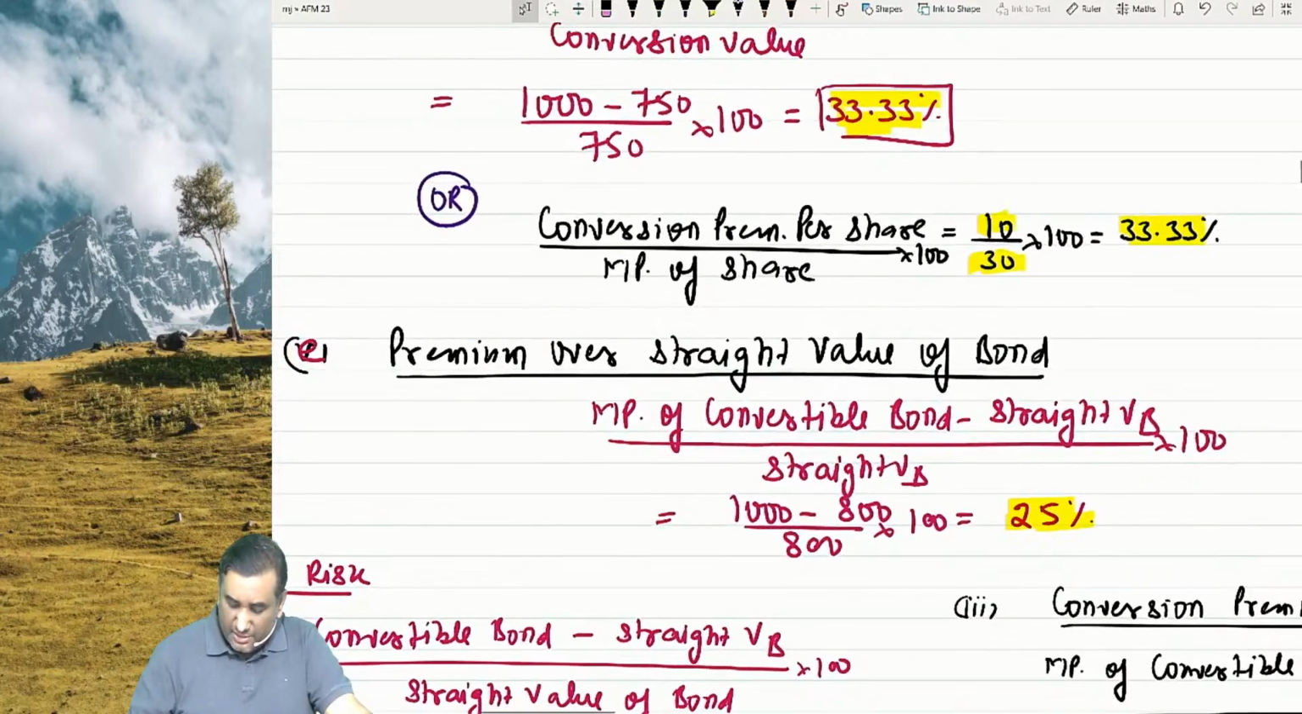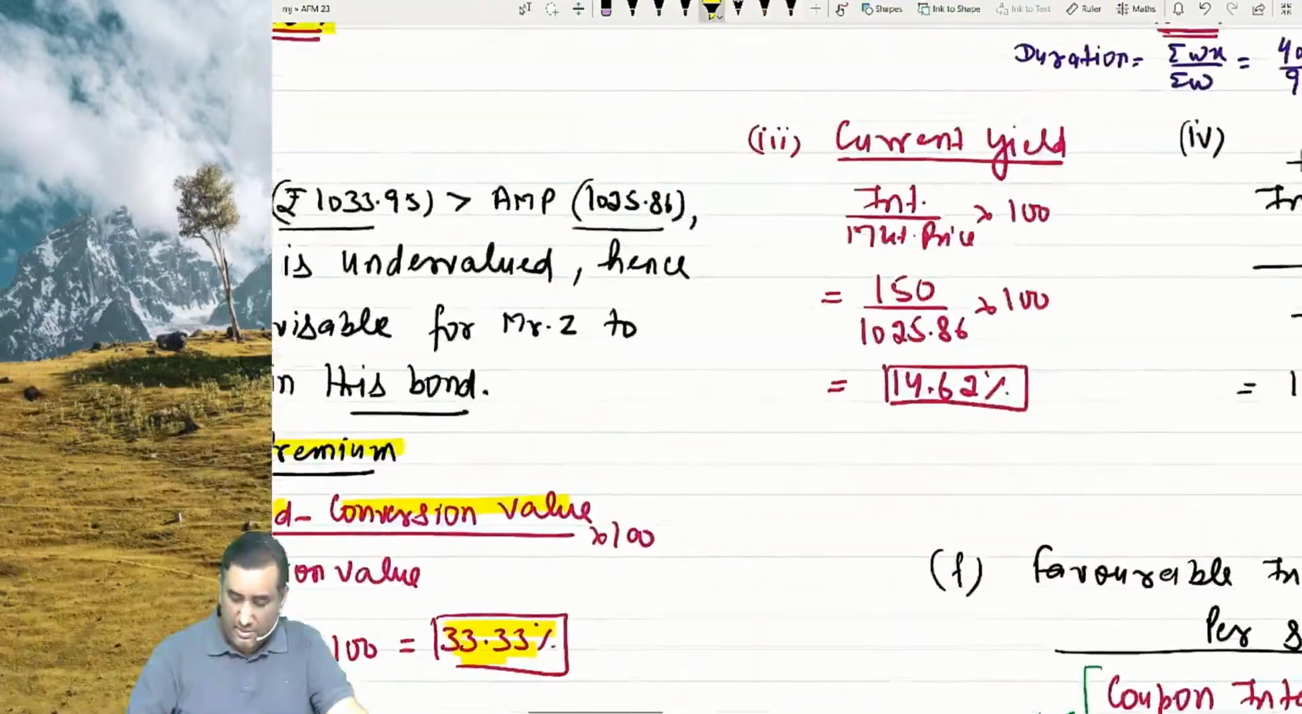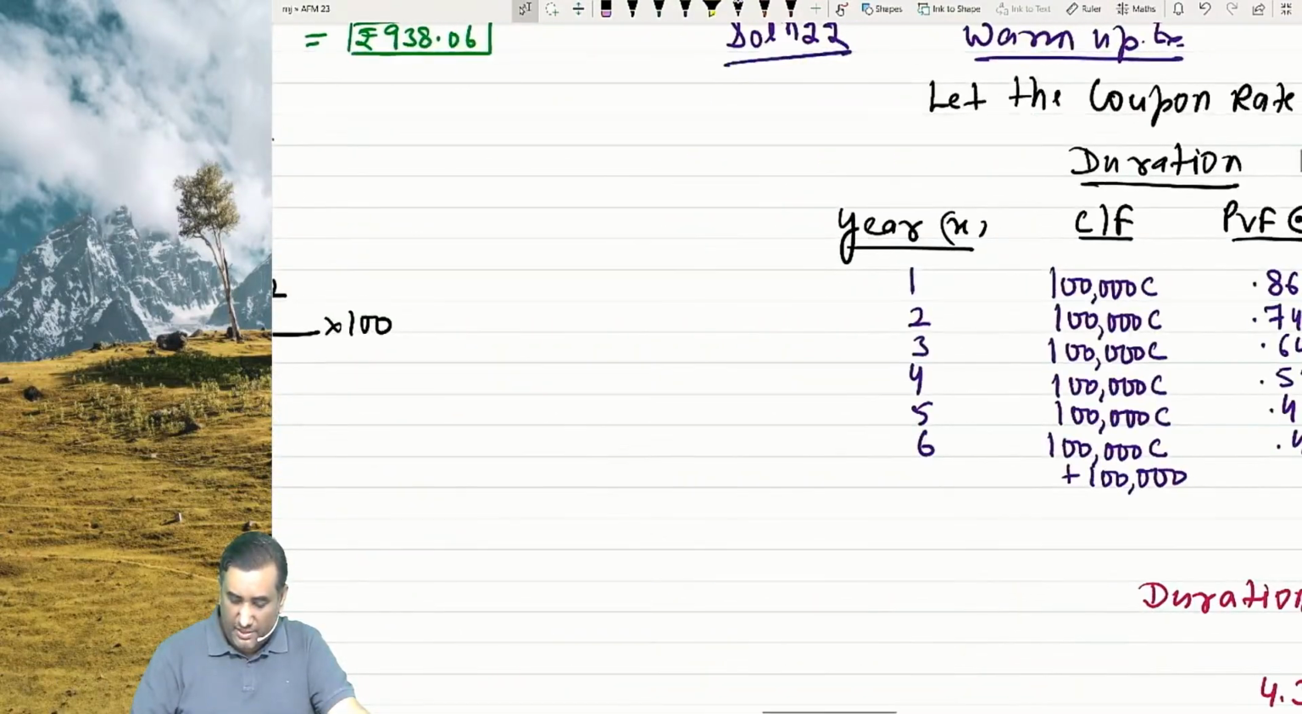Market price of convertible minus straight value divided by straight value. Now before I do the next part, I'll just take small numbers to understand what exactly the next two parts mean. They are slightly new, or could be different from the normal ones. These four or five parts come in almost every question. The next two parts come only on and off. So before we discuss the next two parts, let's use small numbers.